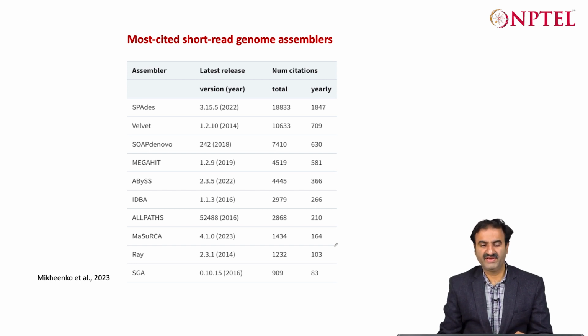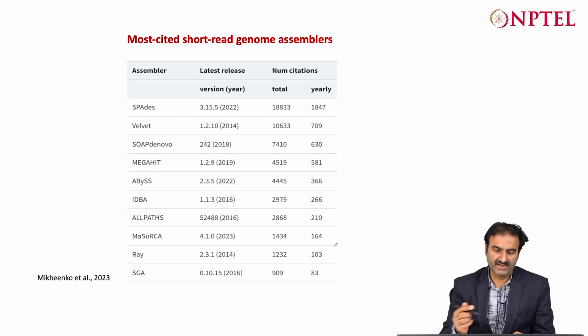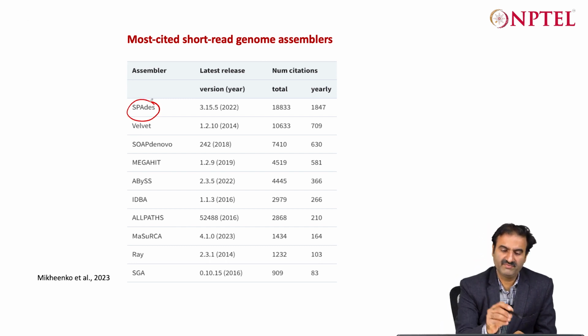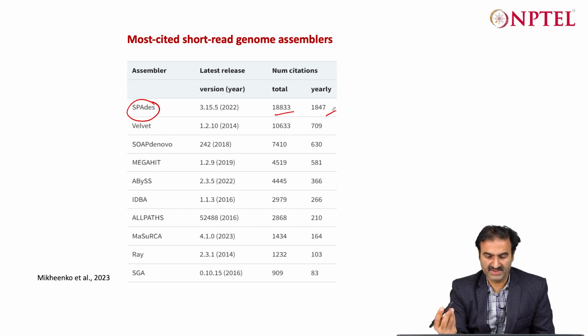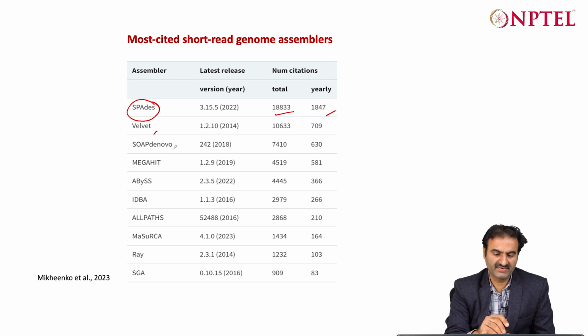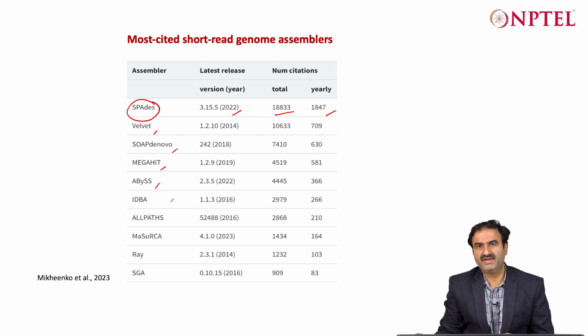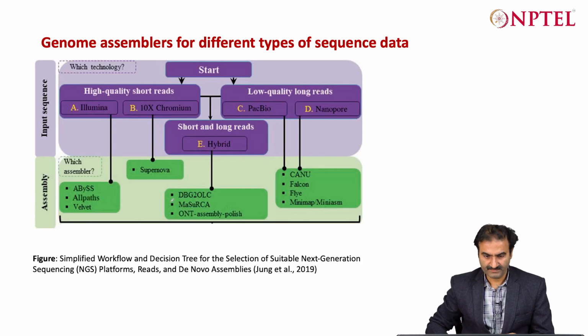And these are the various short read assemblers that are available. The most common one is SPAdes, which has so many citations. 18,000 people have used it and cited it in their papers, and yearly almost 2,000 publications, followed by several other previously published tools. Okay, and this is perhaps one of the latest ones, which is now used, and all have their own advantages, but SPAdes generally does well for short read assembly.